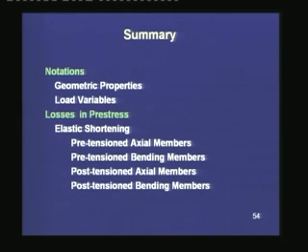Now, what we have studied today is, first we studied the notations that we are using in our equations. There were two sets of notations. One was the geometric properties. There we learned the notations of A, the area of the cross section, AC, the area of the concrete, AP, the area of the prestressing steel, and AT, the area of the transformed section. We learned I, the moment of inertia of the cross section, IT, the moment of inertia of the transformed section, and the eccentricity, which is the distance between the CGS and the CGC.